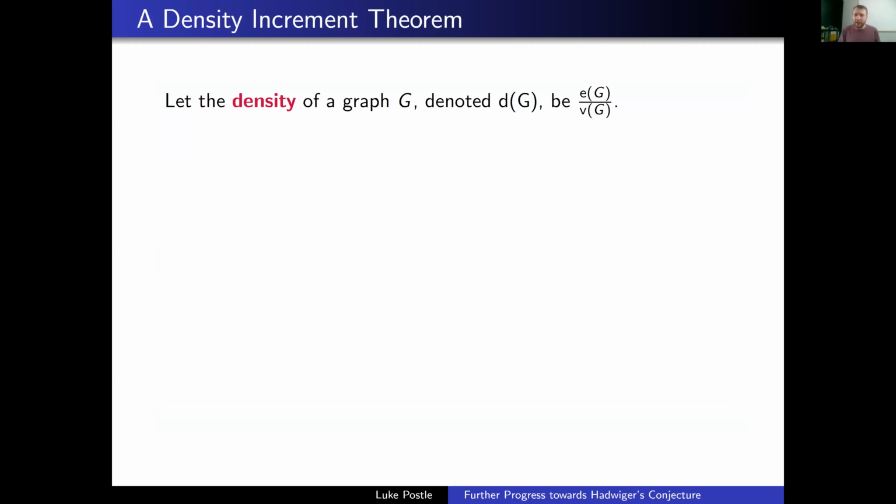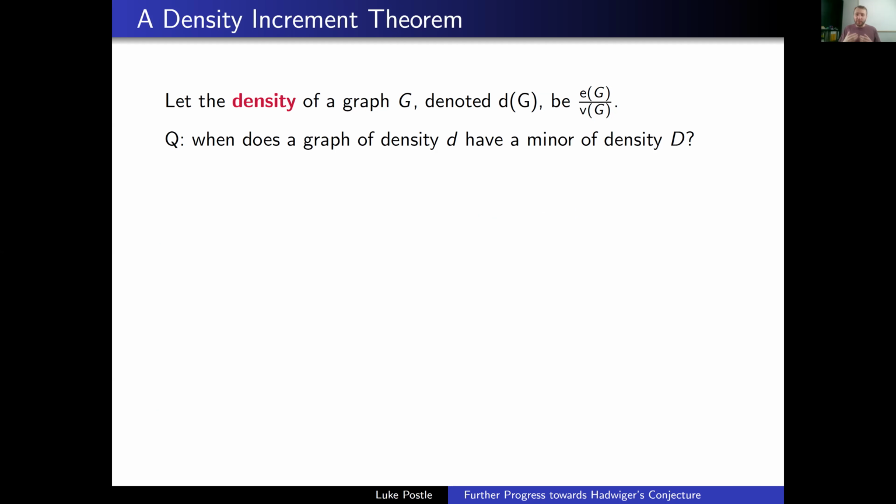So let the density of a graph G, denoted d(G), just be the edges over the vertices. So this is kind of half the average degree. If you want to say average degree, that would also work here. But here's a question. When does a graph of density d have a minor of density capital D? So some bigger D, right?